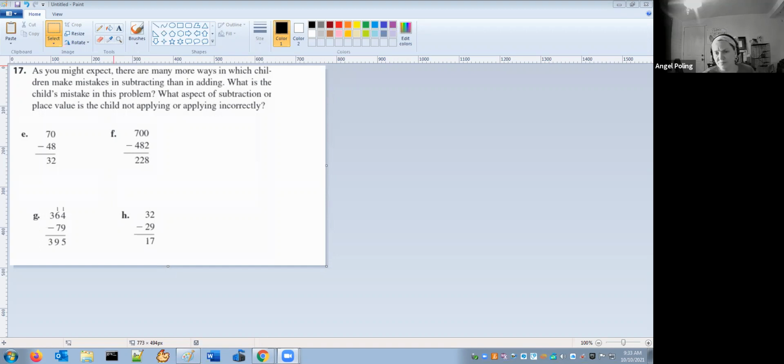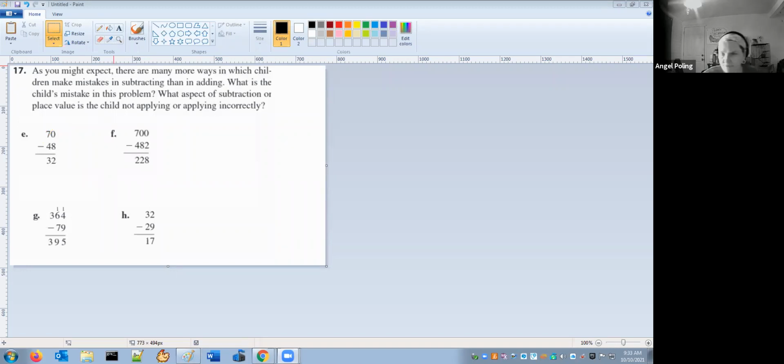Okay, so in E, right, we have 70 take away 48 with the result of 32. And so what the student hasn't done correctly is rename 7 to 6 when they borrowed 1, getting 10 on this side. So this student didn't rename.